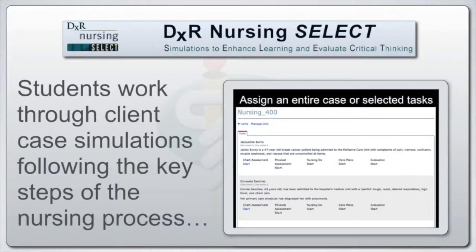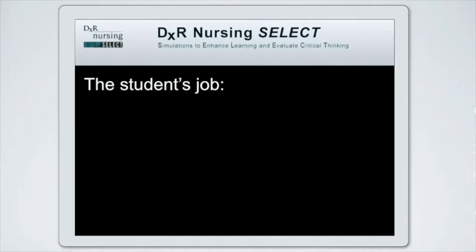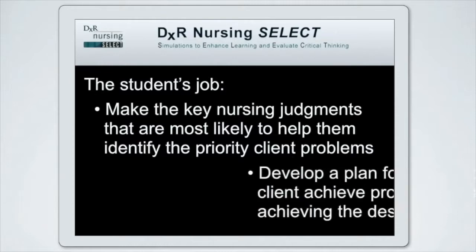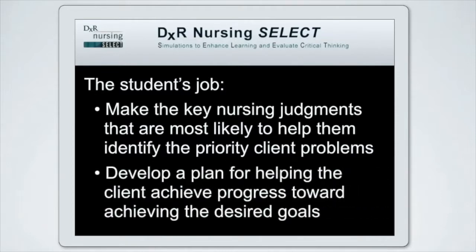Each nursing process step is highlighted in a separate section of the DxR Nursing Select case. This step-by-step approach allows for the flexibility of assigning an entire case or selected tasks, depending on the objective of the assignment. The student's job is to make key nursing judgments supported by pertinent data, identifying priority client problems, and developing a plan for helping the client achieve progress toward achieving the desired goals.